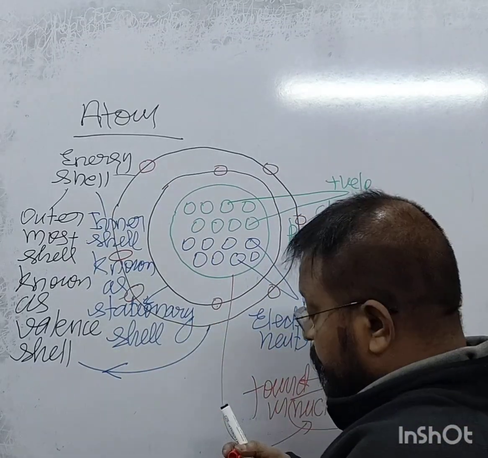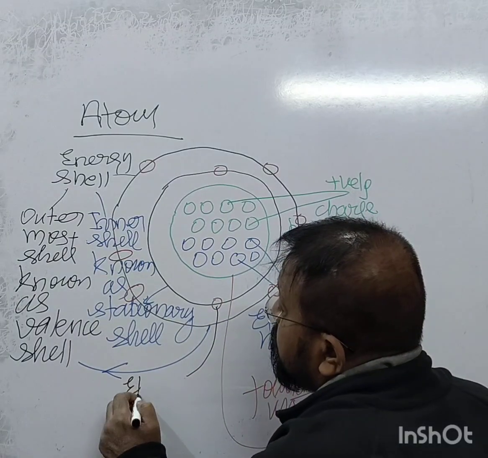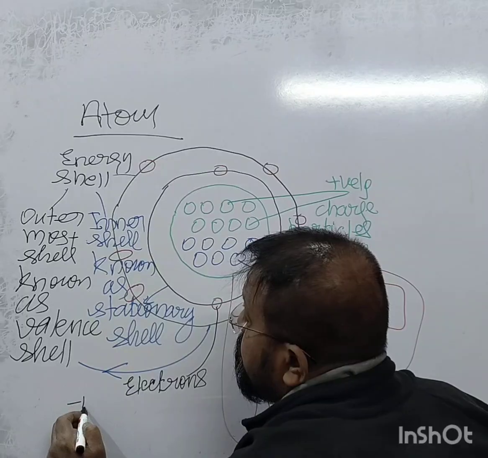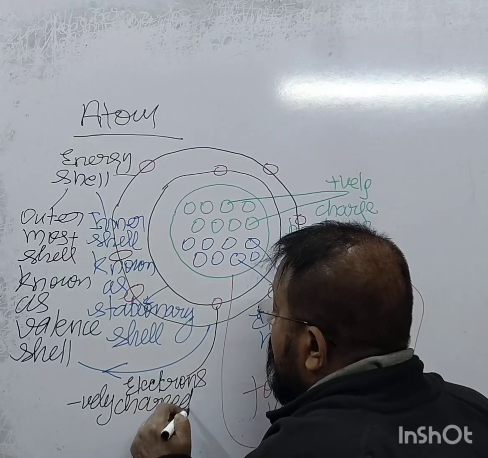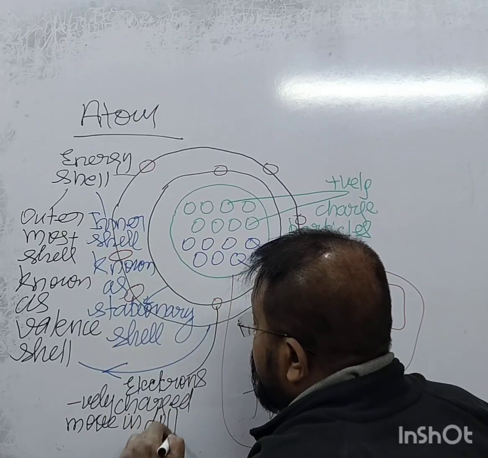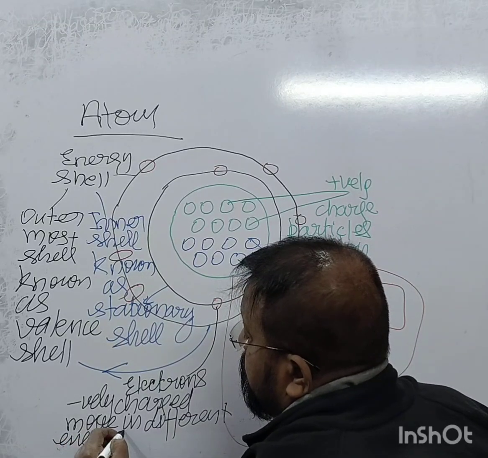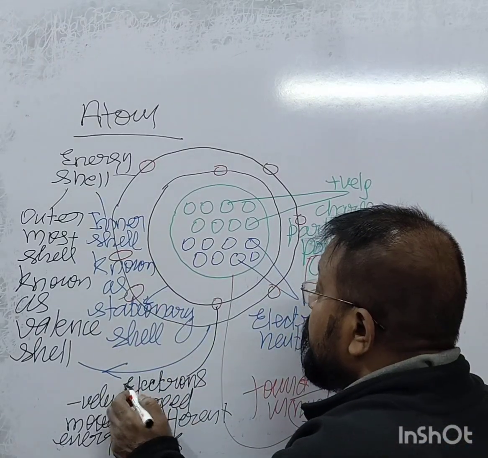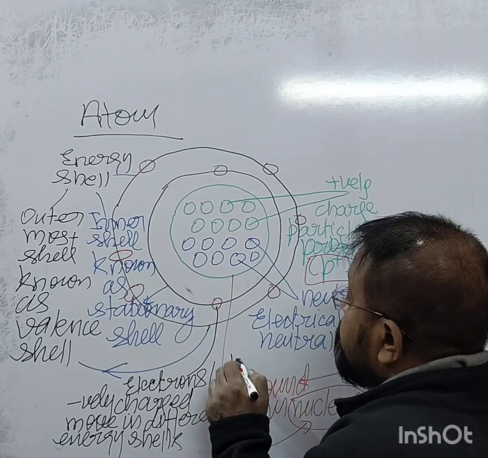These electrons are known as negatively charged particles that move in different energy shells, right? These are negatively charged particles, known as electrons. An electron has 1 unit of negative charge, right?